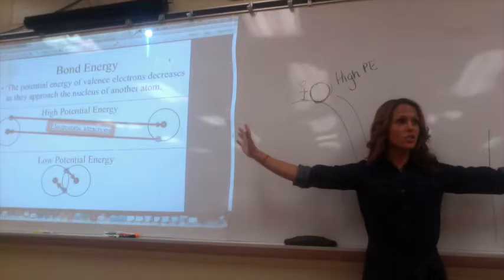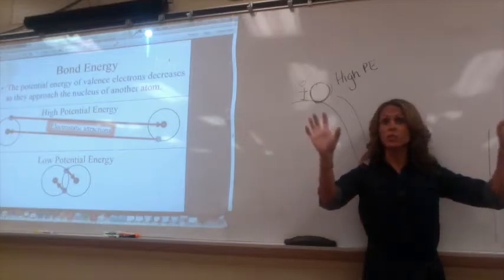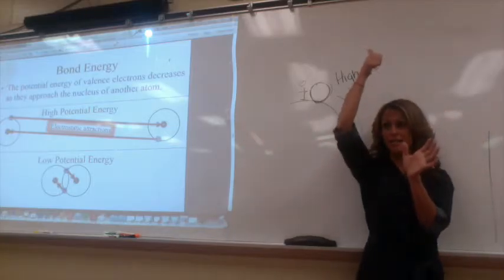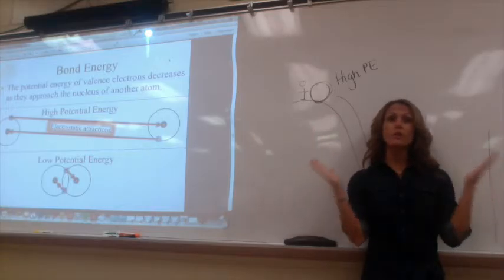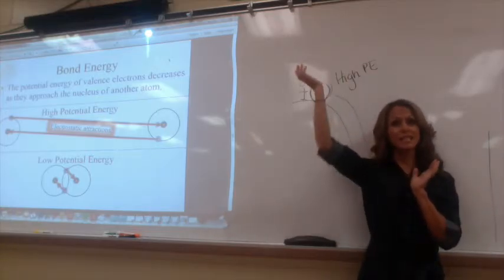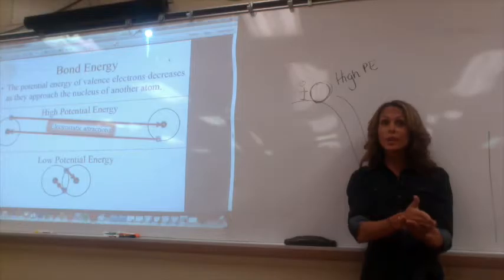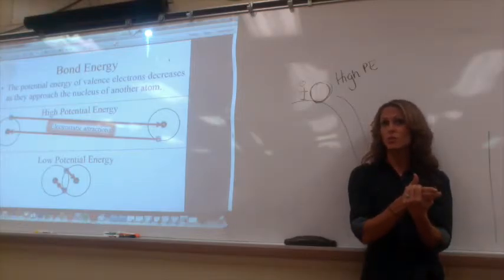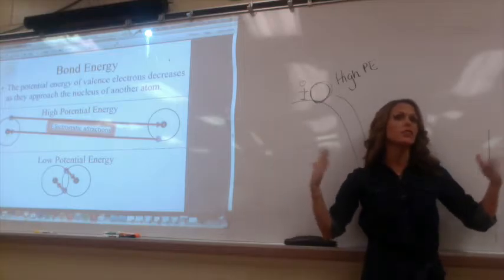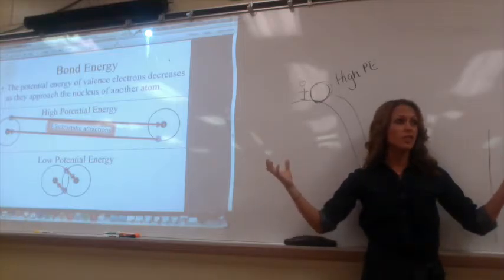So we have high potential energy going to low potential energy. Where does the energy go? Out as heat. So when bonds are formed, it releases heat. When bonds are broken, it absorbs heat. I've said this to you in the past week also, but now you're getting an idea of where that energy comes from. It comes from the potential energy.